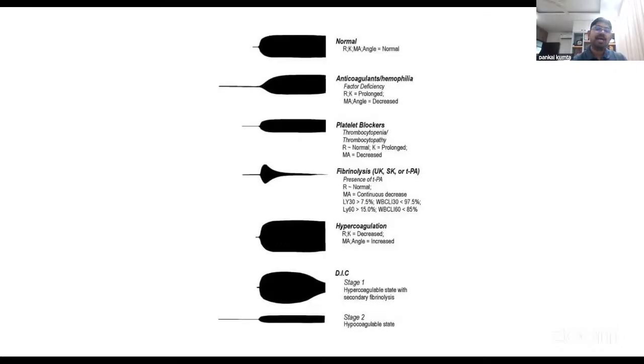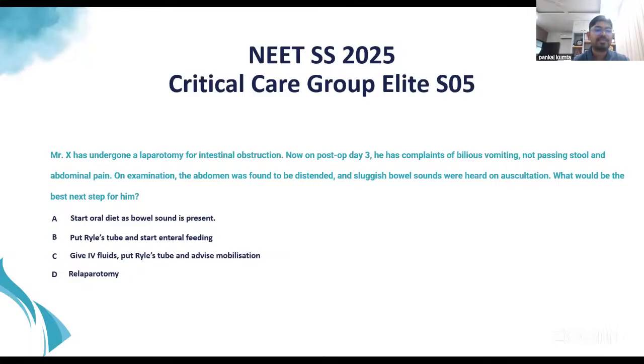Hypercoagulation, you will see R and K time are decreased, so the patient becomes acutely thrombosed, and the MA and angles also tend to be much steeper. As you can see, it's much bigger in size, so you will see more hypercoagulation. And in DIC, in stage one, it is hypercoagulable, but generally by the time the patient comes to you, it tends to be hypocoagulable. So all things are reduced: the R time is raised, K time is low, alpha angle is low, and even the MA is low. So all these will point towards a DIC picture.